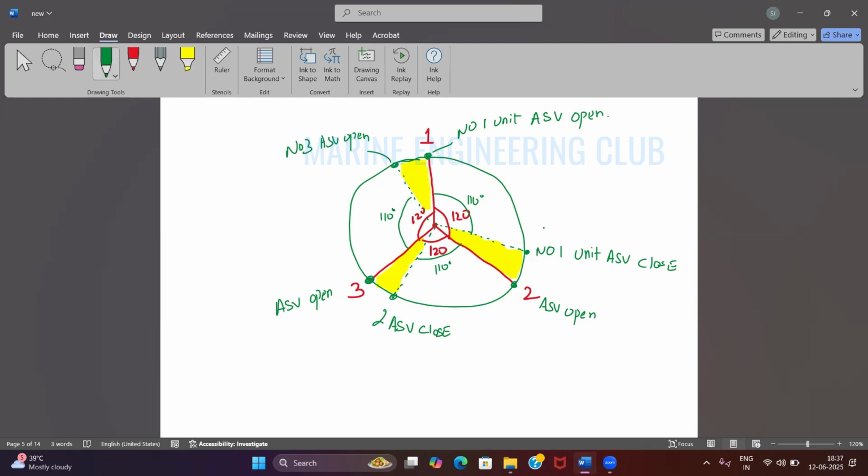Take this example here. Number 1 has closed over here, number 2 is opening over here. Agreed? Yes, sir. So in this duration, or in any of the yellow colored region, there is no air starting valve open. Agreed?